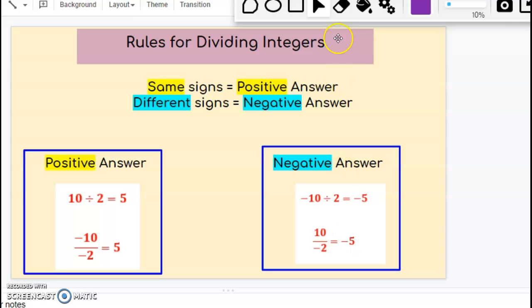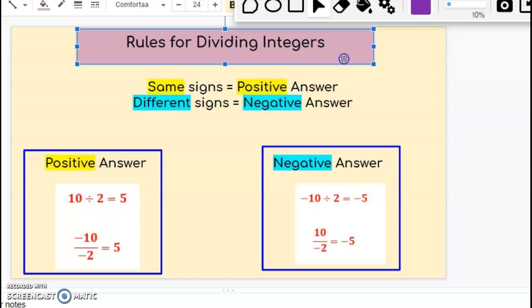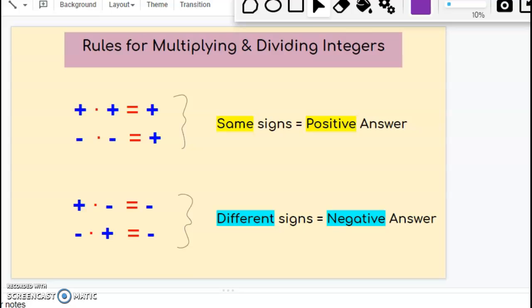A reminder, the answer to a division problem is called a quotient. Quotient. This is just that same slide from the last lesson, the visual that shows you same sign positive, different sign negative.